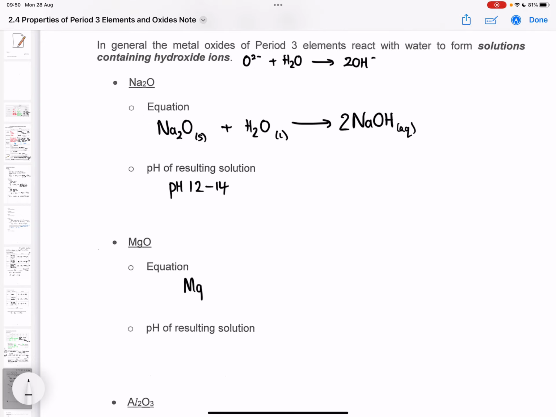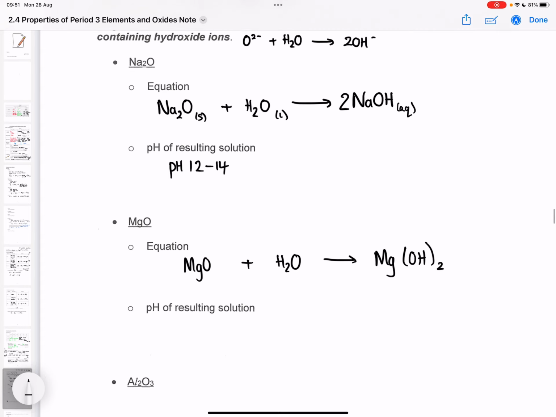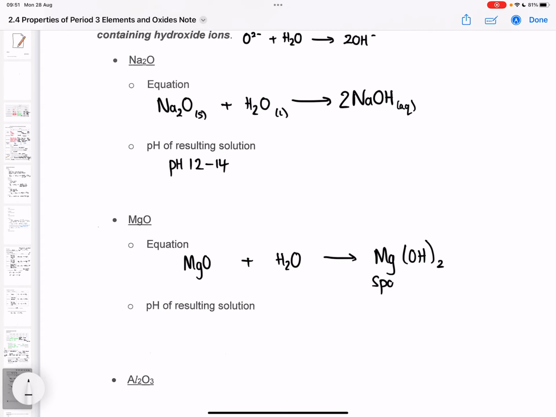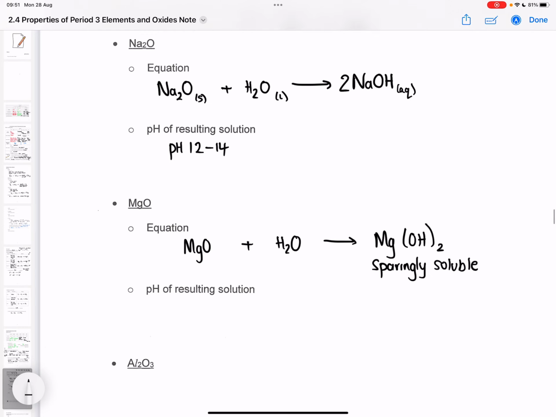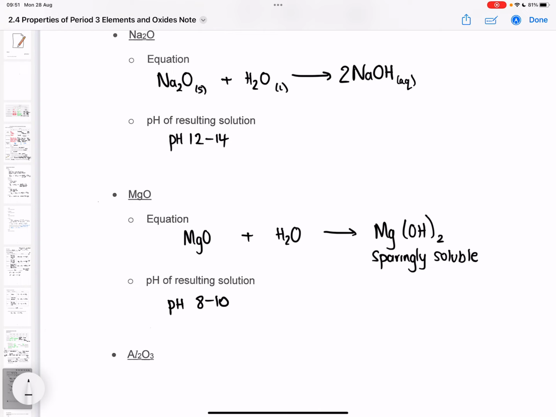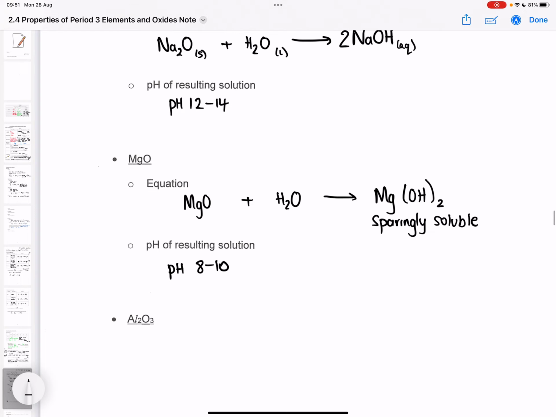Magnesium oxide. If we take magnesium oxide and react it with water, remember we're going to make the hydroxide, and the hydroxide of magnesium is magnesium hydroxide. Remember that because magnesium is 2 plus, the formula has 2 hydroxide ions. But remember that this is sparingly soluble. That means it only dissolves a tiny bit, so a lot of the magnesium hydroxide stays as a solid and only a small bit of it goes into solution. As a result, the pH of the solution is much less alkaline, only just alkaline, 8 to 10, because it's sparingly soluble.